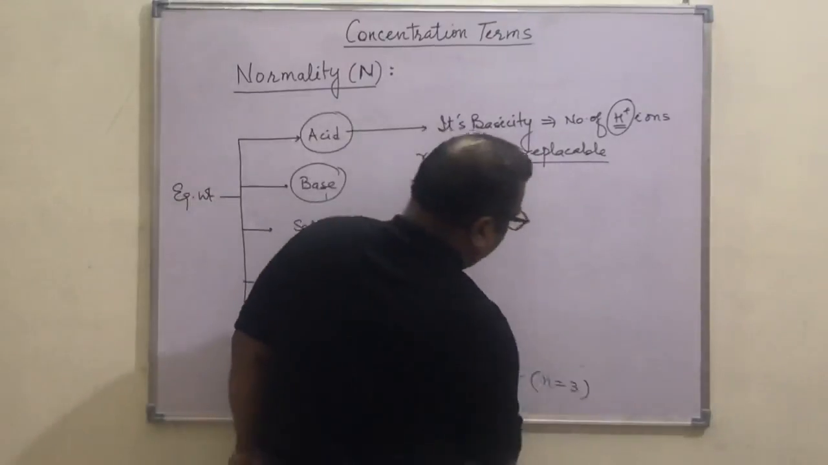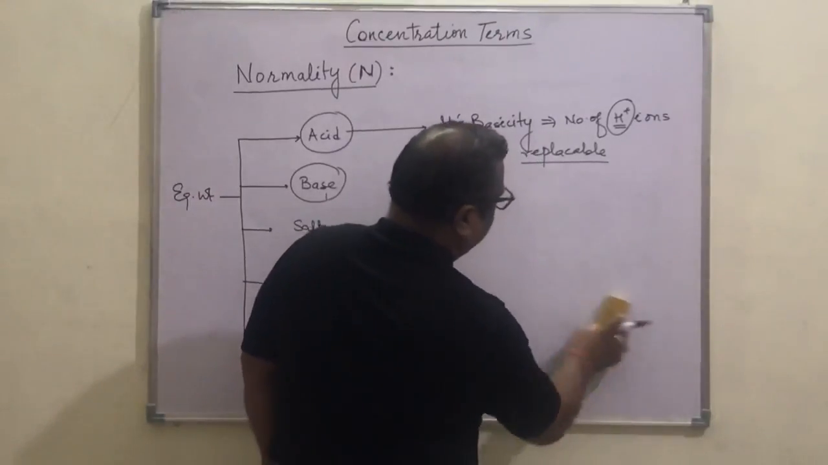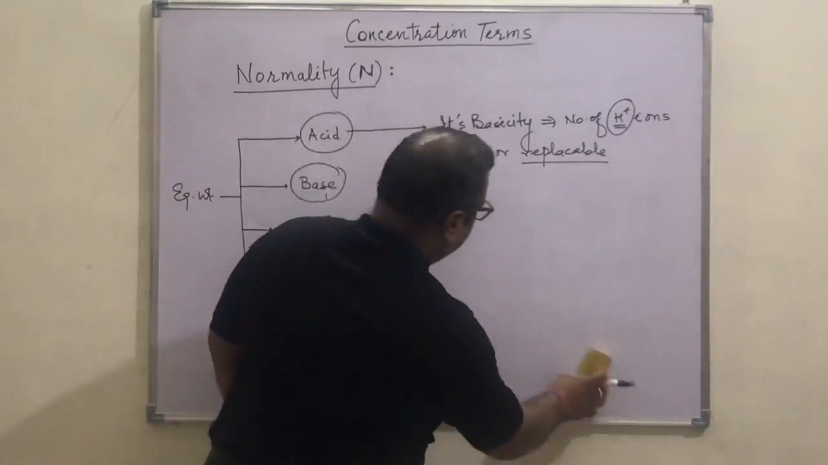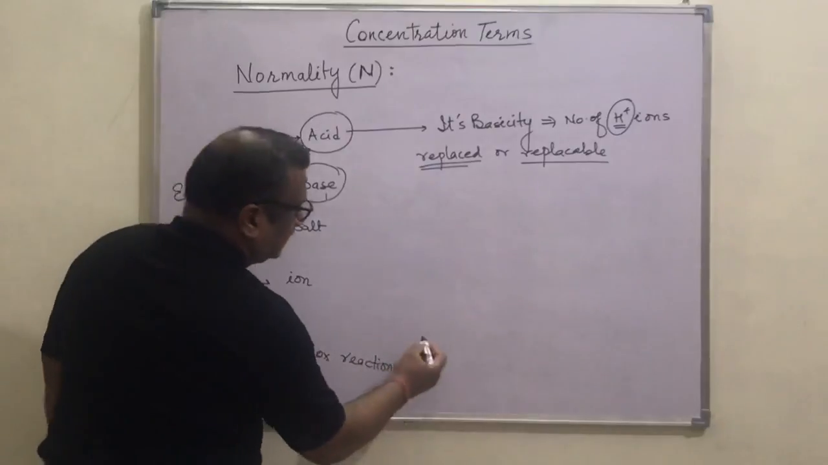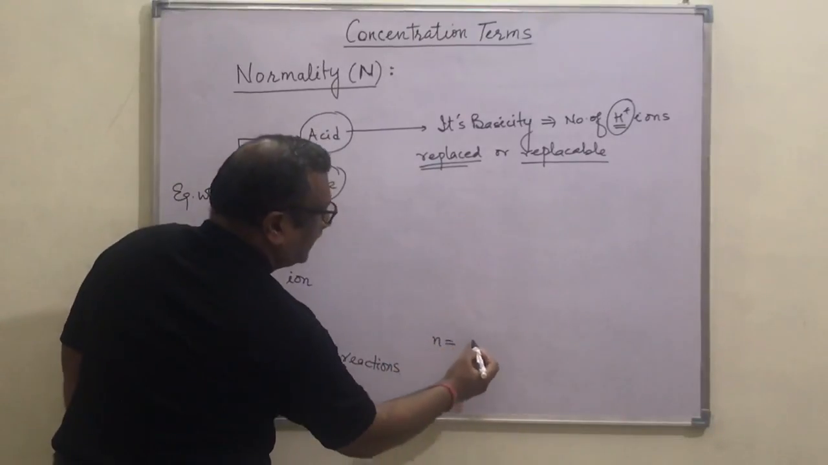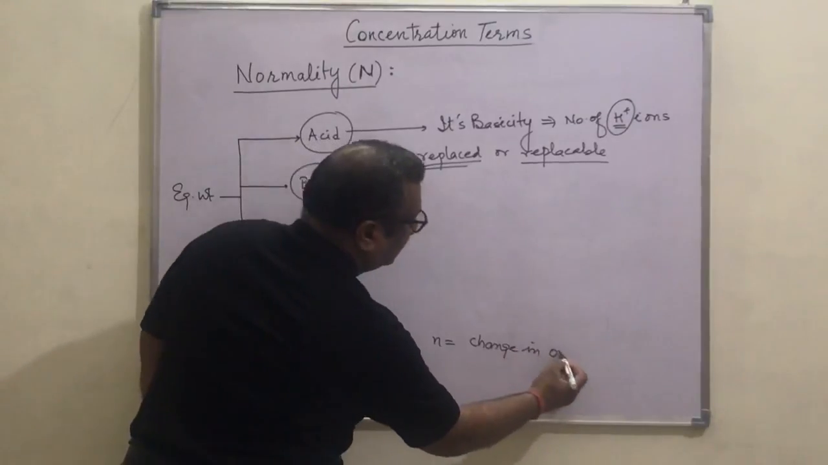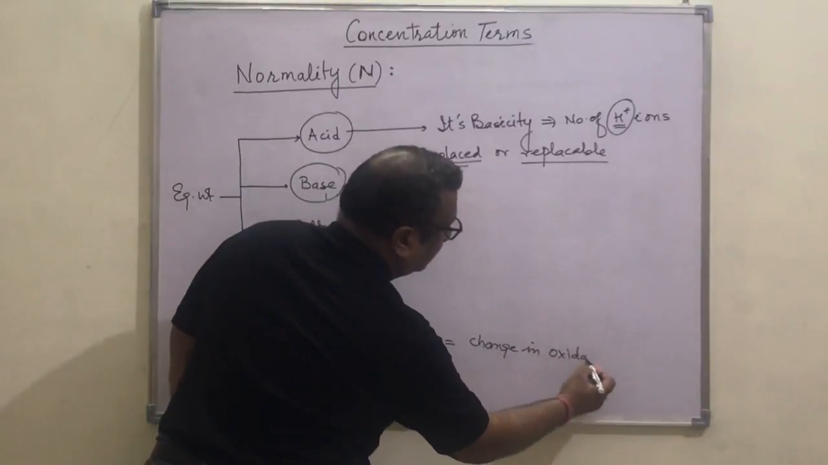And last is the redox reactions. So if we are dealing with the redox reactions where oxidation and reduction processes are taking place, then for redox reactions N factor will be equal to change in oxidation number.